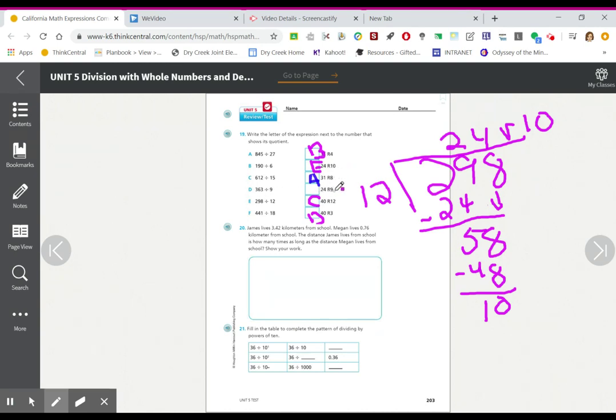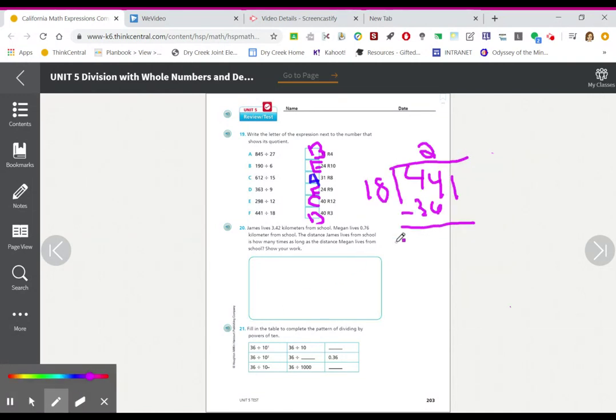So last must be F. This one must be F. But I'm going to double check it by doing the problem to make sure I didn't do anything wrong. Okay, so I wrote the problem 441 divided by 18. And I did 18 times 2 is 36. And I have 44 minus 36.